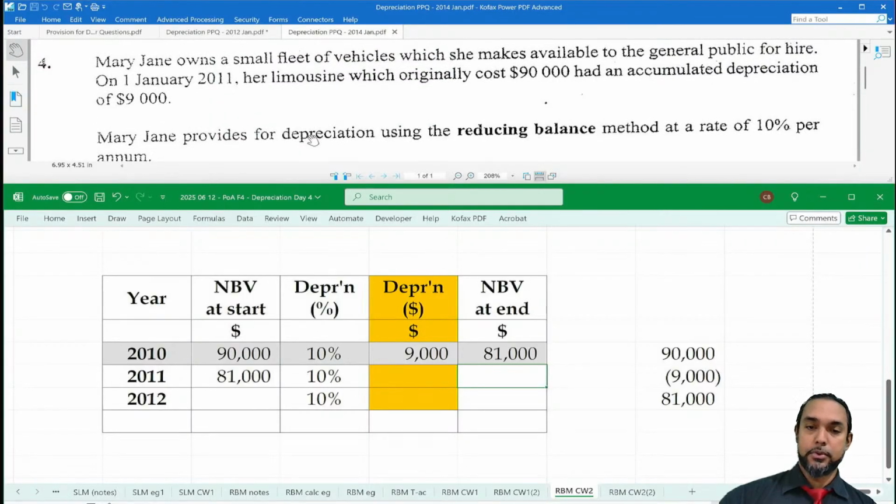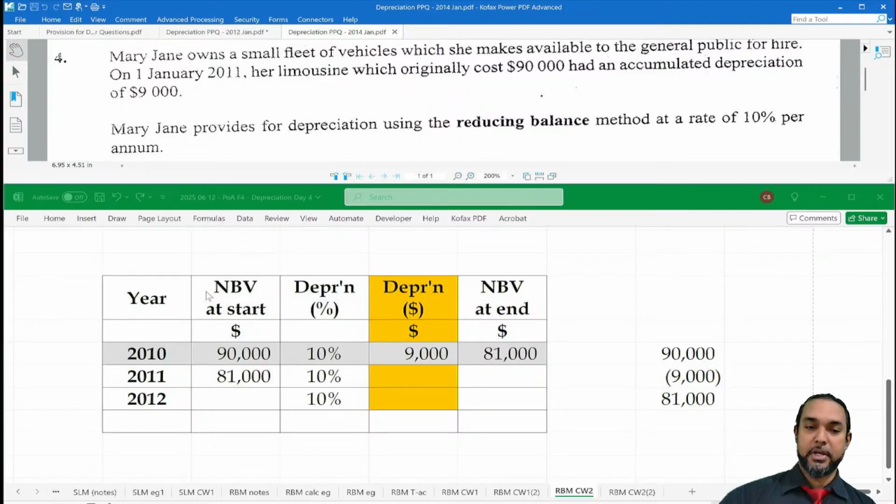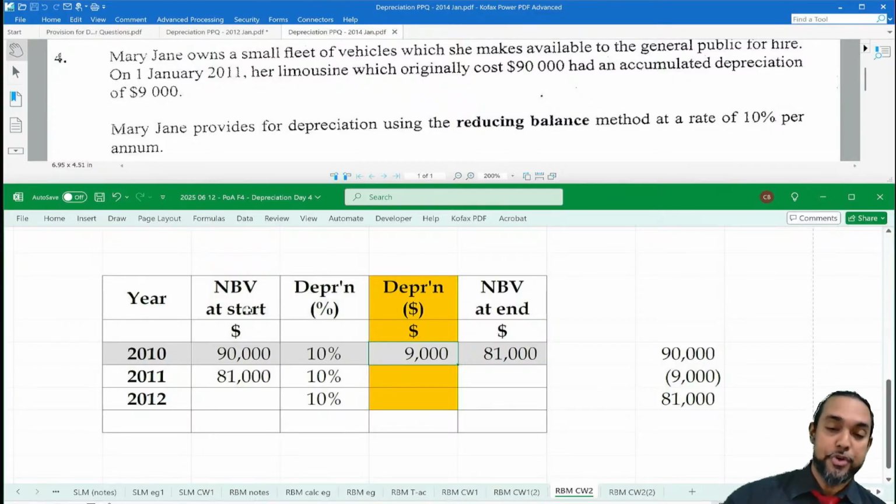Right, so hold on. What we did is we put up the table here and we said, look, at the start of 2011 we have 81,000. Sorry, it originally cost 90,000 and has existing depreciation of 9,000, which happens to be 10%. So 90 minus 9 is 81, which is brought down here.